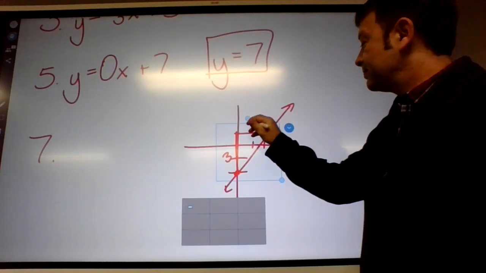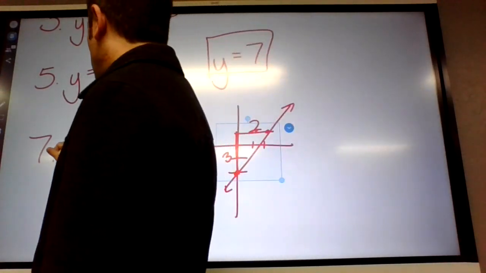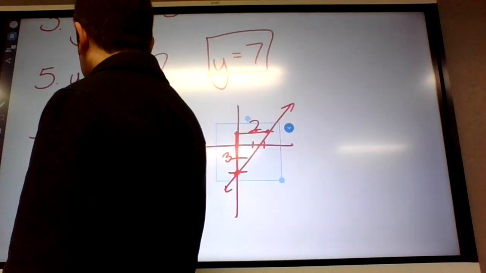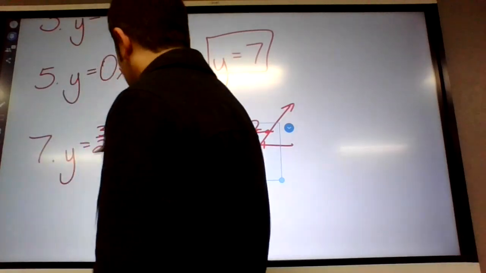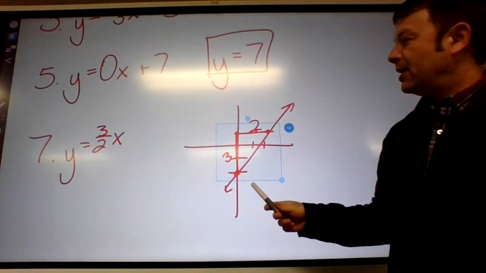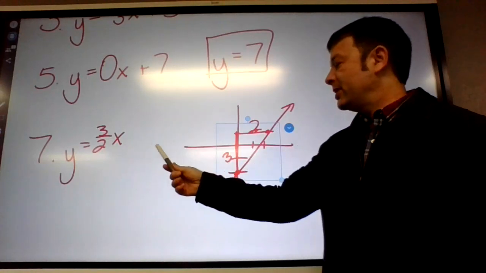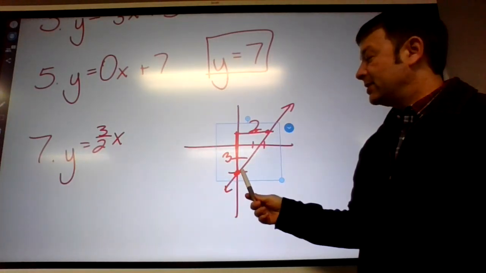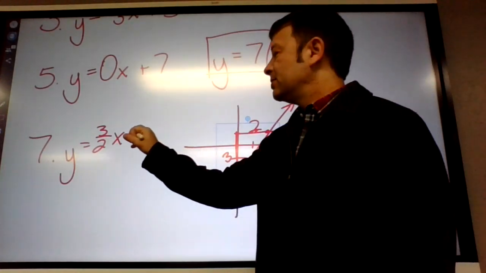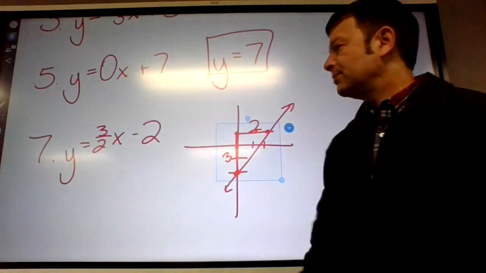3 over 2. Minus 2. After this comes the y-intercept. Where is it crossing the y-axis? -2. So we're going to put -2.